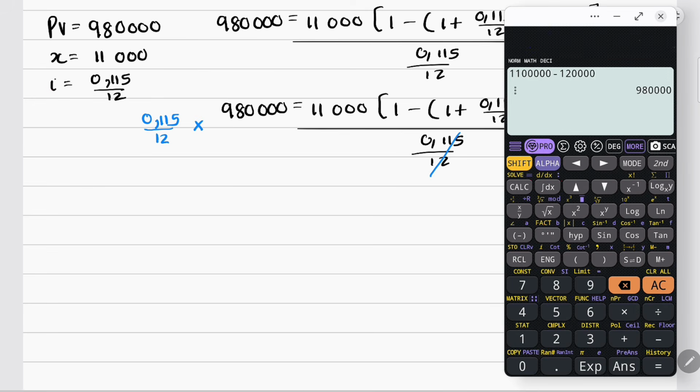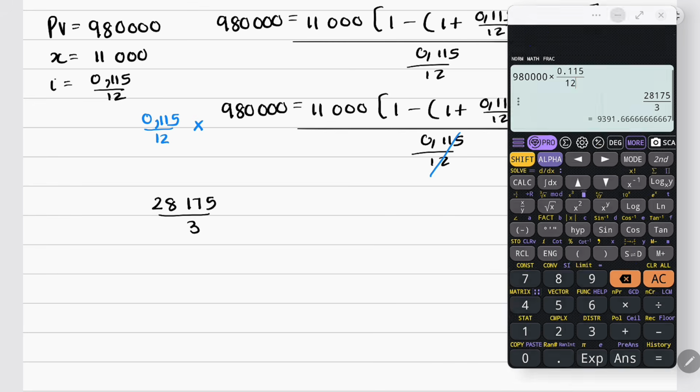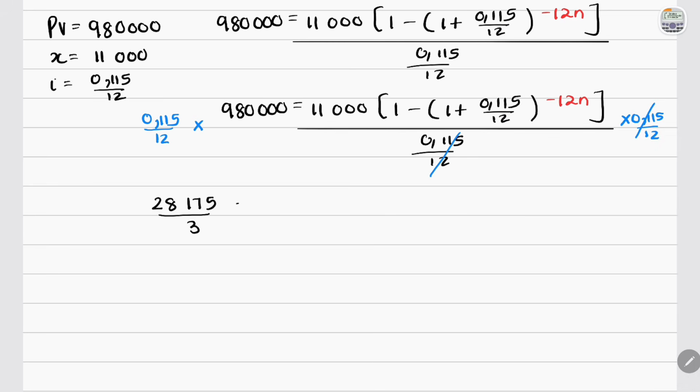So I'm going to multiply this out just to see, does it give us a number that is easy to work with? Can we actually just use this number? If it gives a whole lot of long decimals, I would rather take the fraction, okay? The fraction is not bad. We can use that. So we can just say this is 28,175 over 3, and that is fine. And then we still have everything in the numerator.